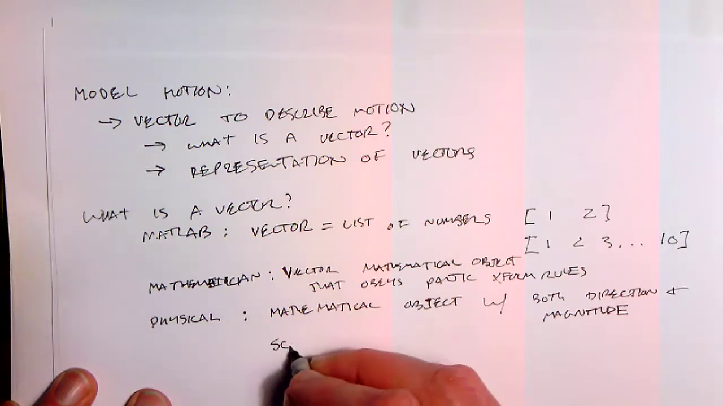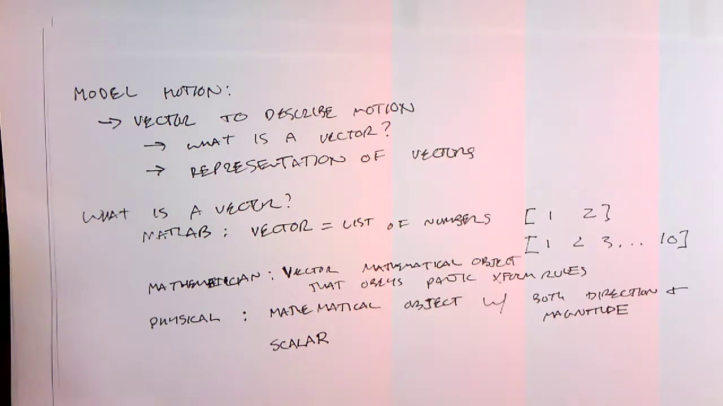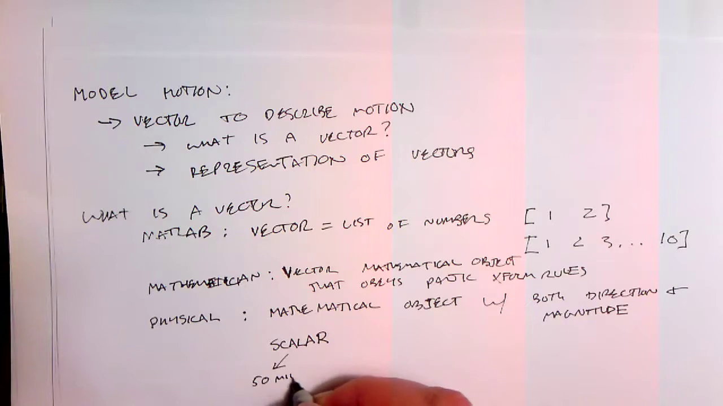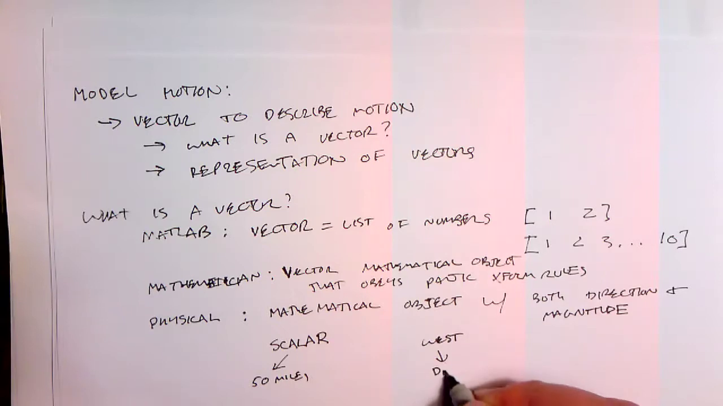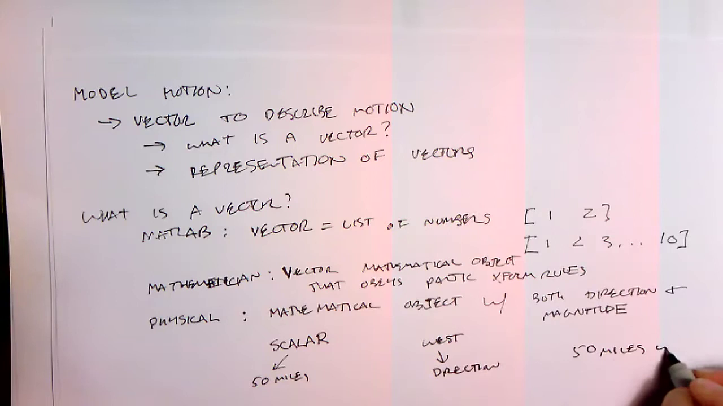So for example, previously we've often used scalars, which are just single numbers. Scalars have magnitude and they have a sign, but they don't have a direction associated with them. So for example, 50 miles would be an example of a scalar. West would be an example of a direction, and 50 miles west is something that has both a magnitude and a direction, so you could say 50 miles west is a vector. Okay.